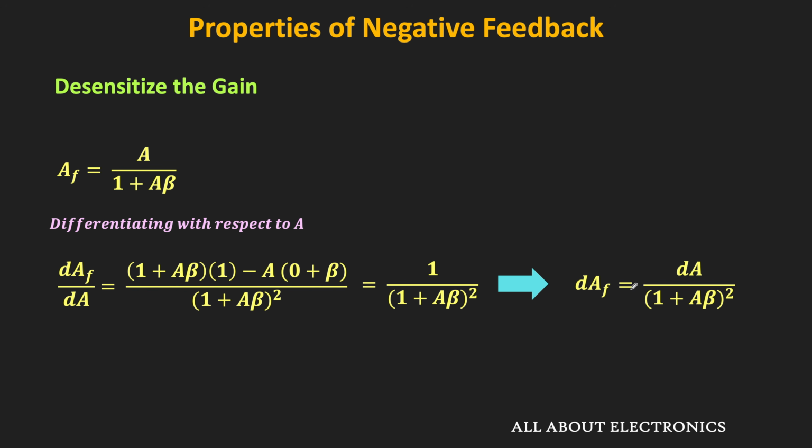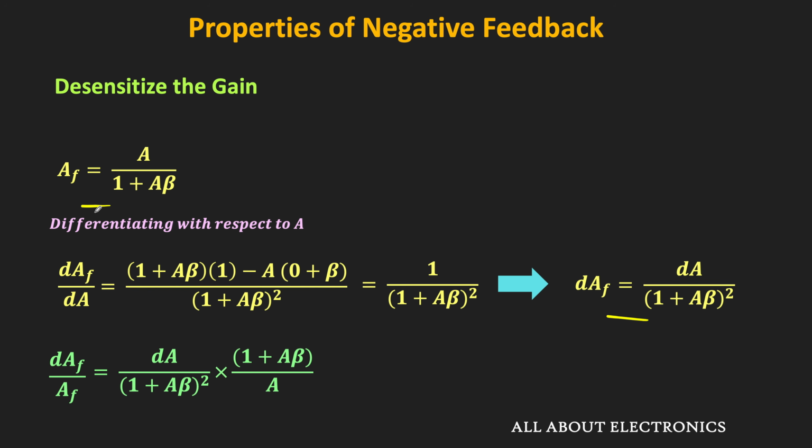So now, let us divide this expression by this first expression. So now, we can write it as dAF divided by AF, that is equal to dA divided by (1 plus A beta) whole square, divided by A divided by (1 plus A beta), or we can write it as (1 plus A beta) divided by A. So if we further rearrange it, then we can write it as dAF divided by AF is equal to 1 divided by (1 plus A beta) times dA divided by A.